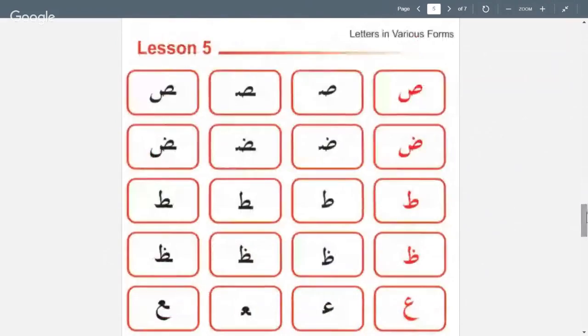Okay, next we have sad and dad. And the same thing with sad and dad as happened with seen and sheen. The tail of that letter goes away at the beginning of the word or in the middle of the word. And it comes back at the end when it connects to the end of the letter. Okay. So then you'll get that whole shape back again. That's sad and dad.